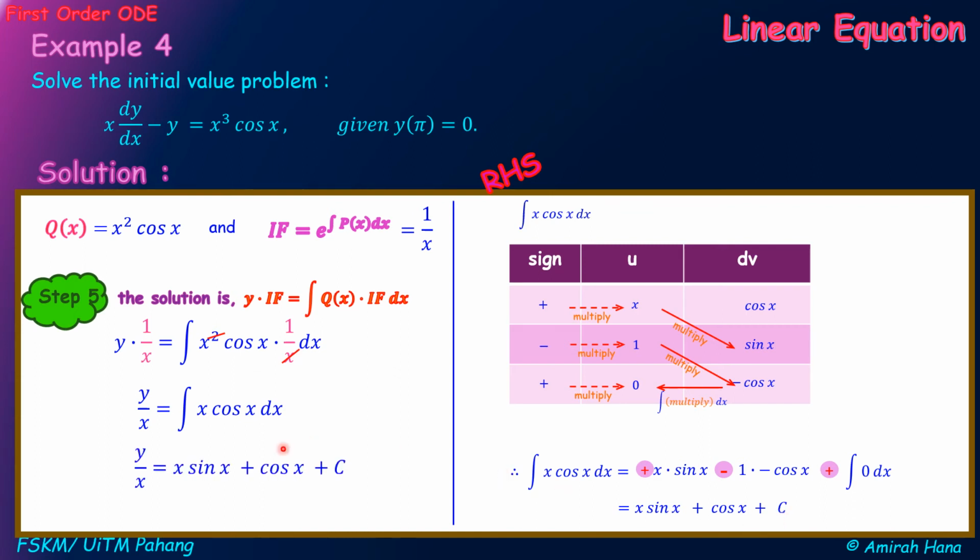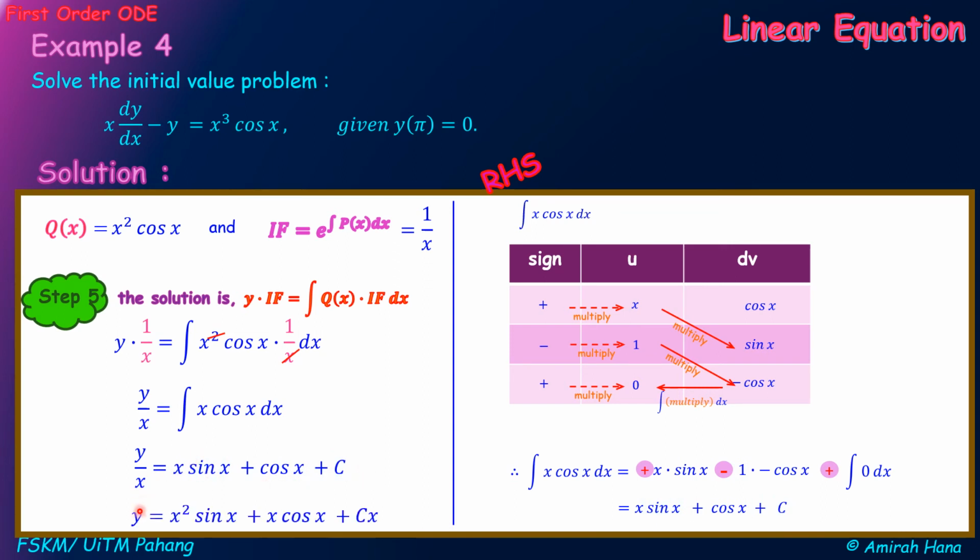Right, after that, we substitute here. Okay? So now we have y over x equals, after we integrate x cos x dx, we get this. Right? So we substitute here. And after that, under linear equation, we need to write y as a subject. So, we need to multiply x in the denominator here after we move to the right hand side. So, we need to multiply all this term by x.